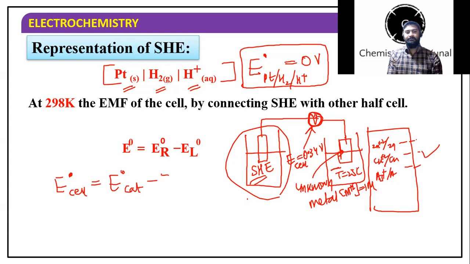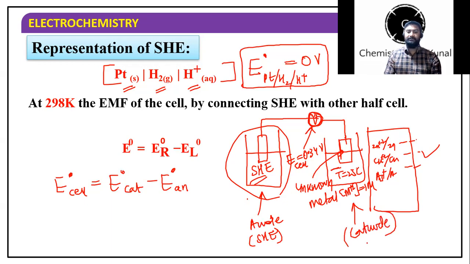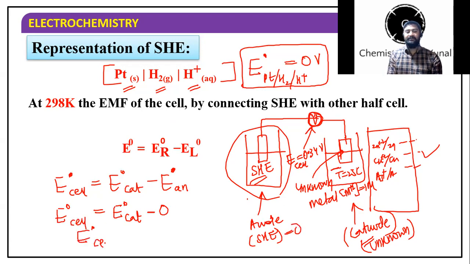On the left hand side, we always keep the anode. So this is anode, and that's cathode. I took S.H.E. as anode on purpose. And this is cathode. Now, this is unknown. E cathode minus E anode. So what is E cathode? We don't know. What is E anode? 0. I just told you S.H.E. is 0. So whatever is the E0 cell value, that is the value of E cathode. See, that is how it is useful.